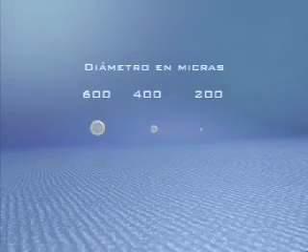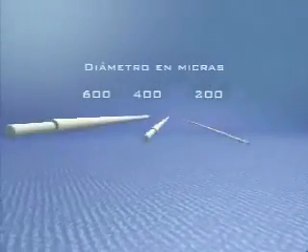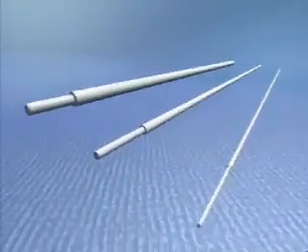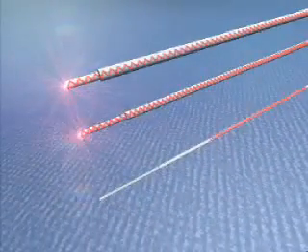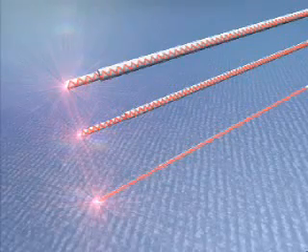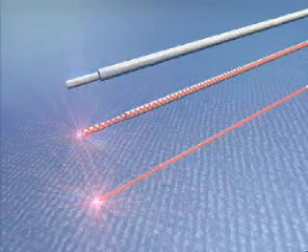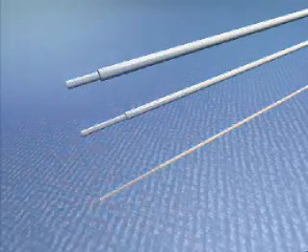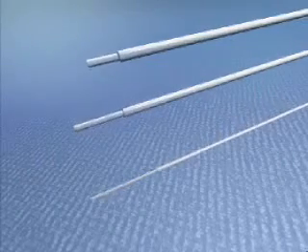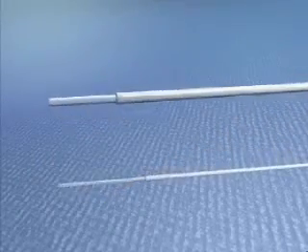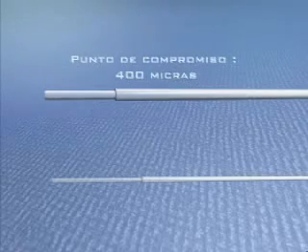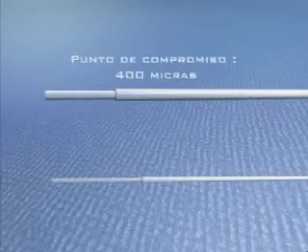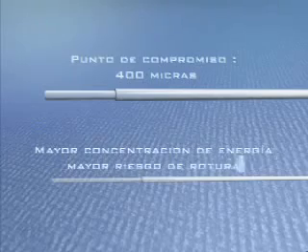Depending on their diameter, optical fibers require power adjustment, since the energy density increases exponentially as the diameter decreases. The ideal compromise between risk of fiber breakage and maximum energy concentration in the fiber is around 400 microns. From this point onward, the risk of breakage increases as the concentration increases, and vice versa.